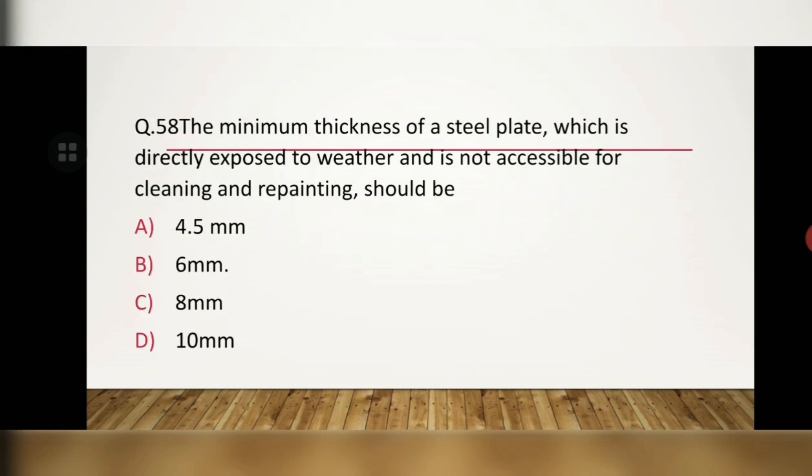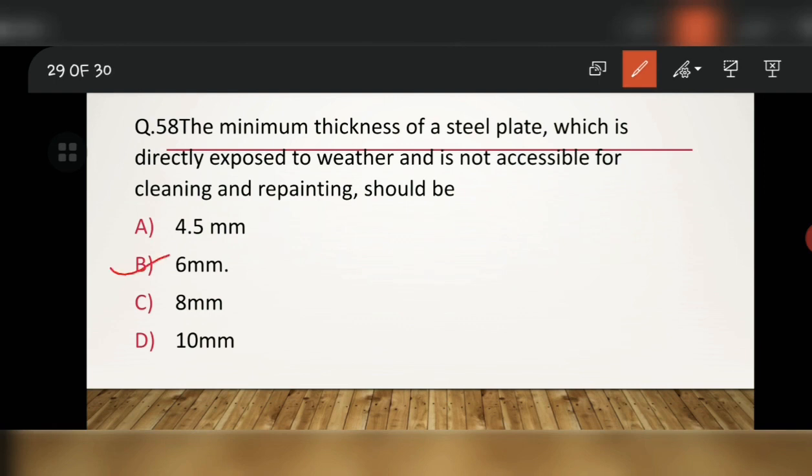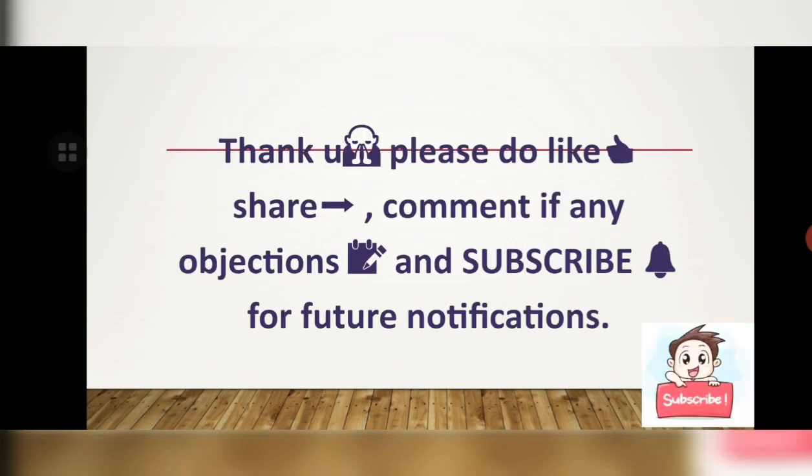Next question. The minimum thickness of a steel plate which is directly exposed to weather and is not accessible for cleaning and repainting should be 6 mm, friends. Here given that minimum thickness of steel plate which is directly exposed to weather and not accessible, for that case only 6 mm. Next question. Sorry, that was the last question.